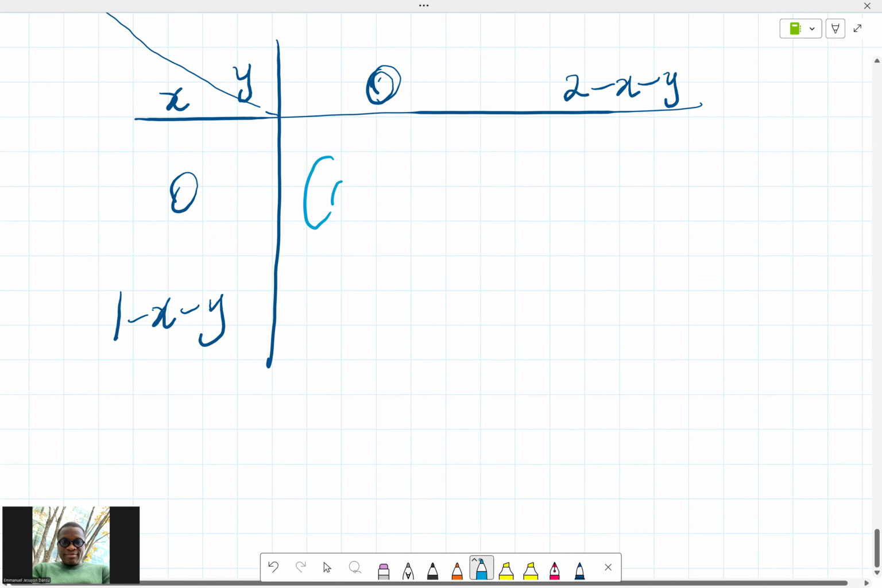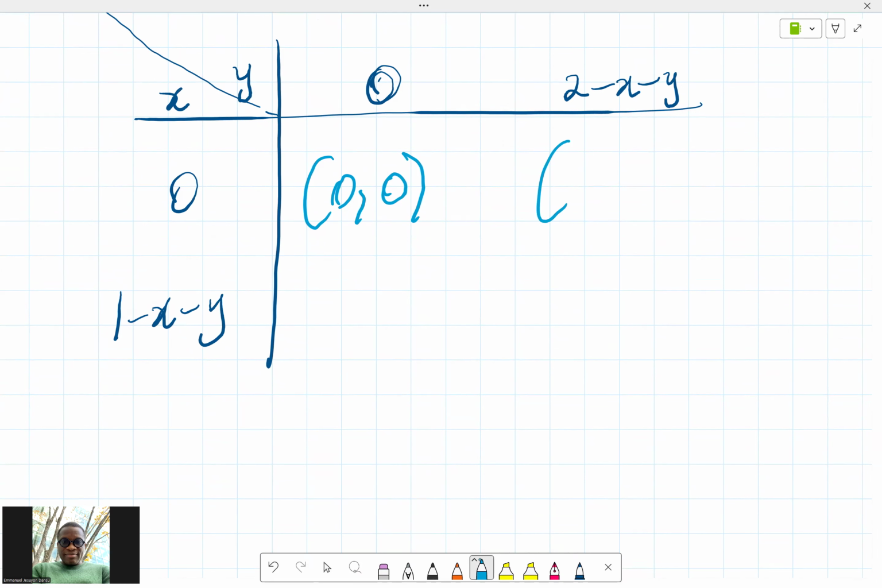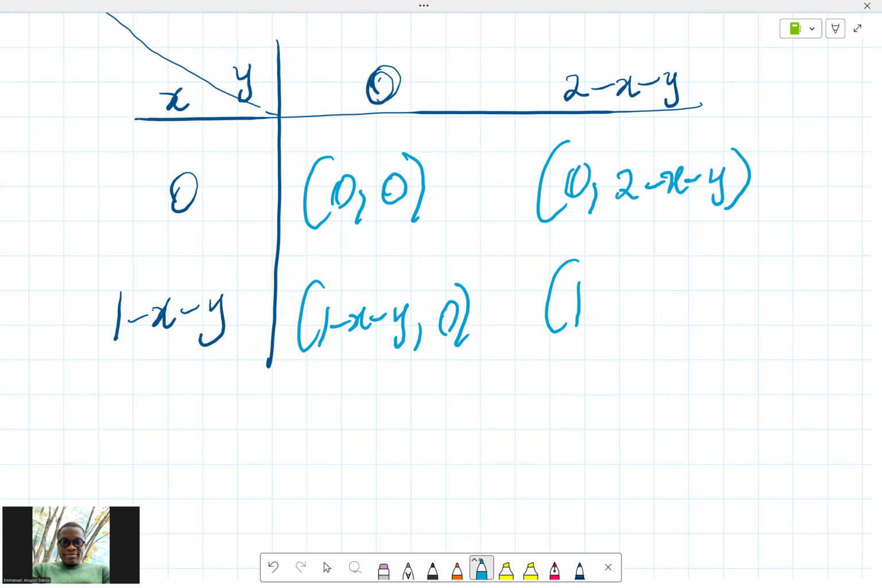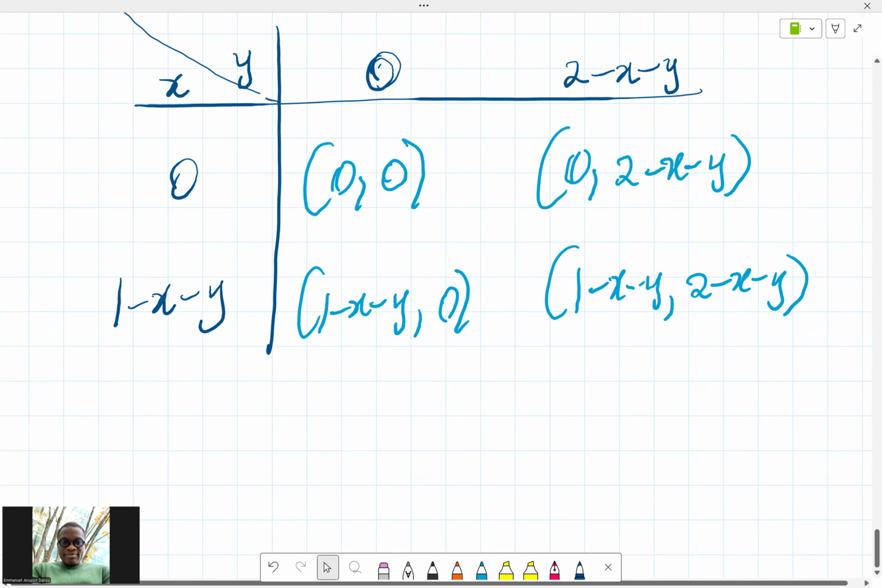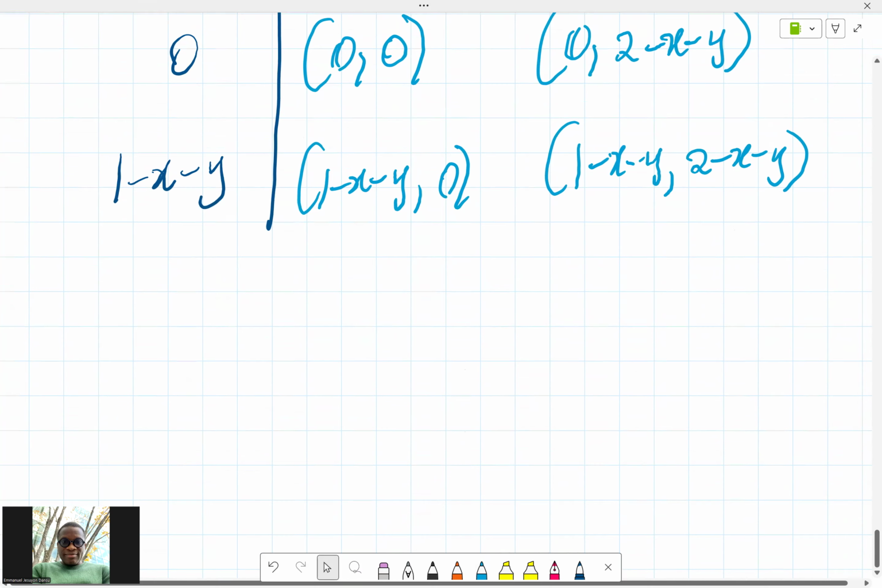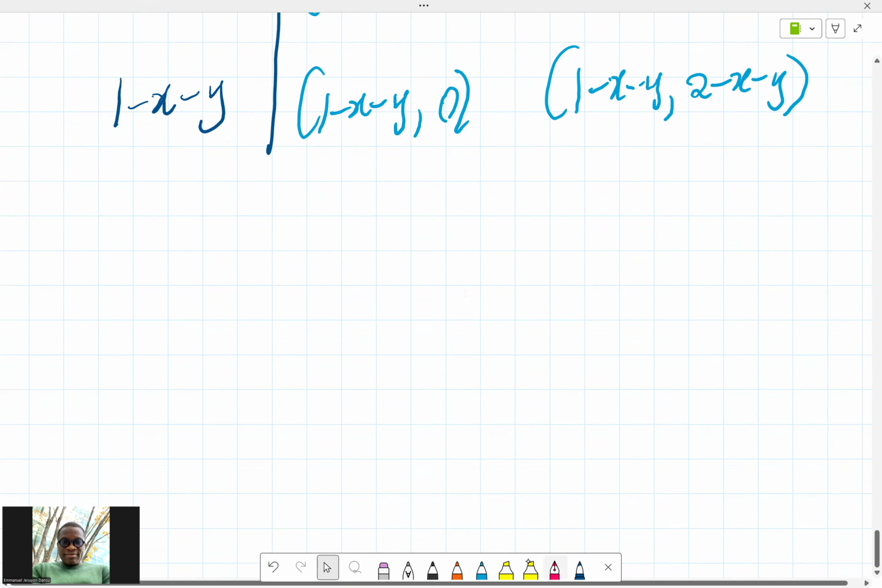So first of all, you can have x to be 0 and y to be 0. You can have x to be 0 and y to be 2 - x - y. Here you can have x to be 1 - x - y and y is 0. And here you can have 1 - x - y and y is 2 - x - y. So these are 4 possible results you can get. For the ones that are done, you can pick them out, and for the other ones, you have to solve if there's no clarity yet. So let's take them in pairs.